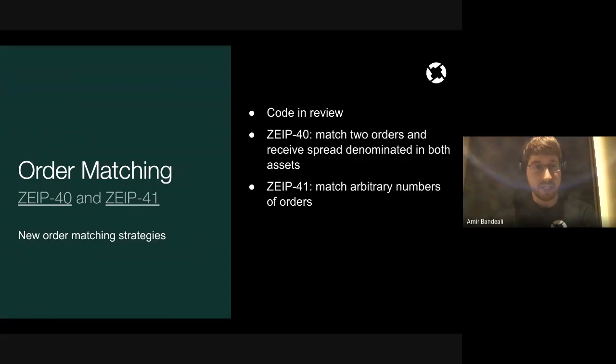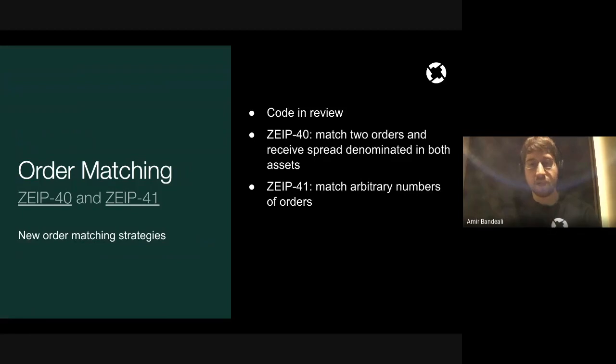Quick update on a few more ZIPs regarding order matching. ZIP 40 and 41 describe two new order matching formats. One of them is very similar to the previous match orders function. It just matches two orders at once. The difference is that you would receive a spread denominated in both assets of the orders rather than just a single asset. This ends up being a little bit less efficient typically, but there are many UX reasons to do it, especially if you're a matching relayer and this is how you charge fees.